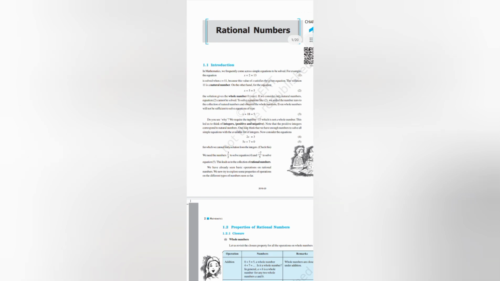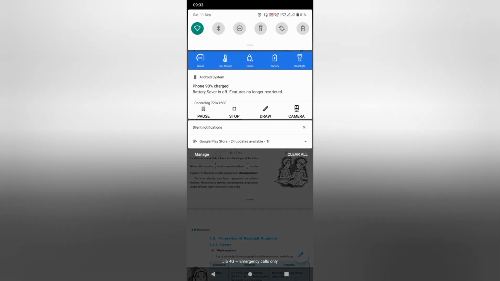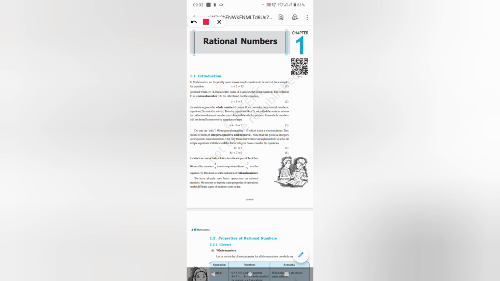So in maths, we frequently come across simple equations. In maths, we generally have simple equations to be solved. For example, x plus 2 is equal to 13. When x is equal to 11, because the value of x satisfies the given equation, the solution 11 is a natural number. On the other hand, there is an equation whose solution gives the whole number 0. Look at this equation, it gives a whole number like 0.